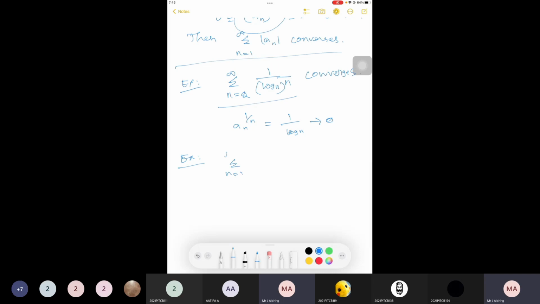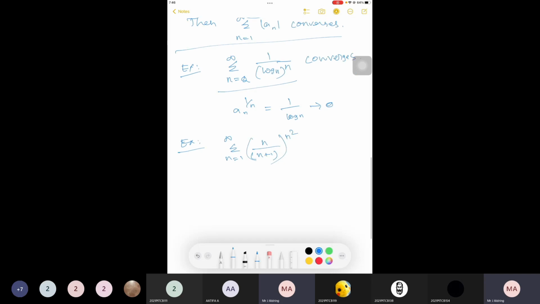The second example: summation n tends to 1 to infinity, n divided by n plus 1, the power n square. You may consider the second example because it also converges.